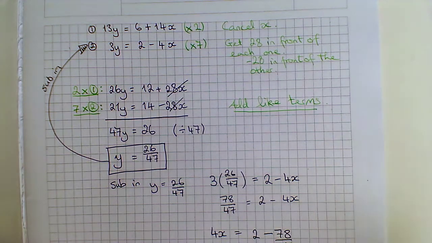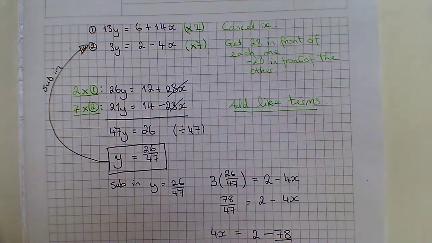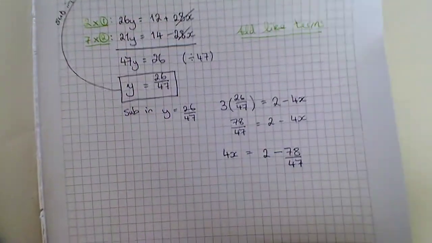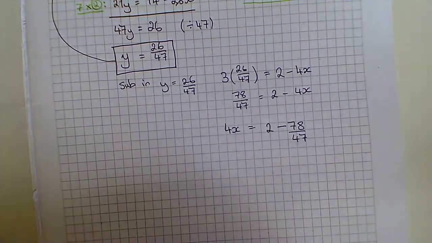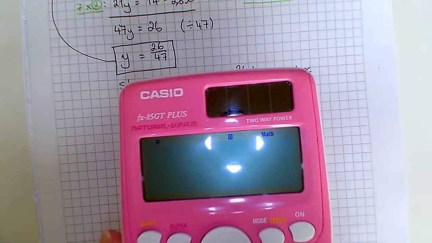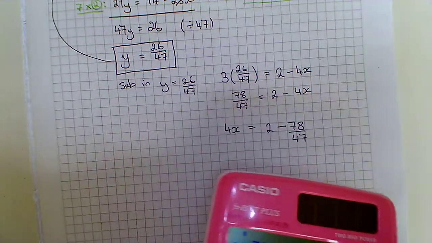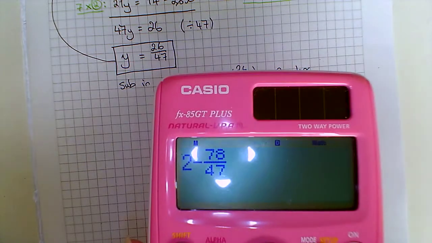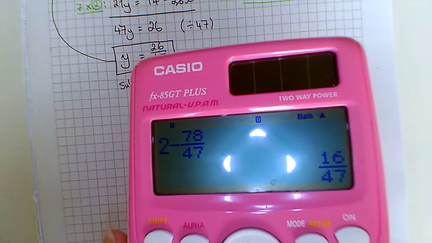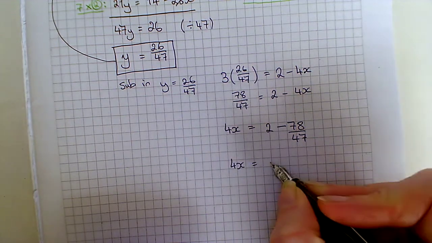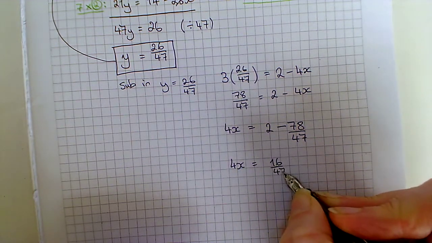So again, you can use fraction methods for taking that from 2, or you can use your calculator. So the calculator should do this for you, and it's just saving time. It's good if you can understand how to do this without a calculator, but if you're in a rush, you can use the calculator to do it. And we get 16 over 47. So 4x is equal to 16 over 47.